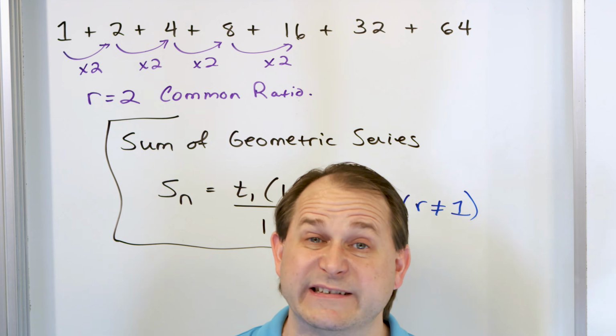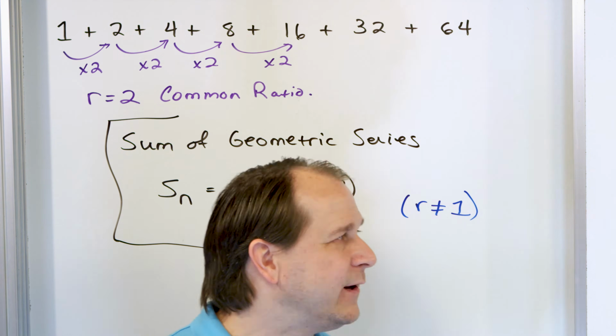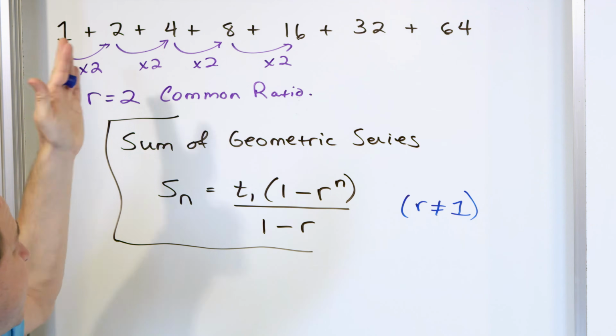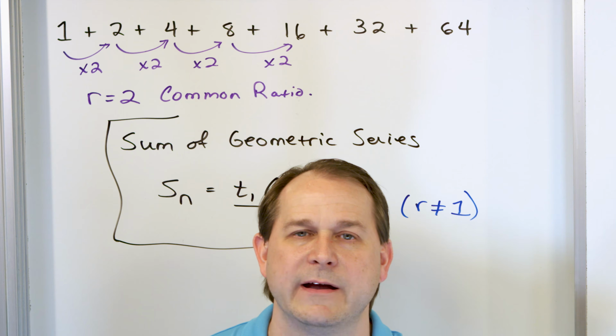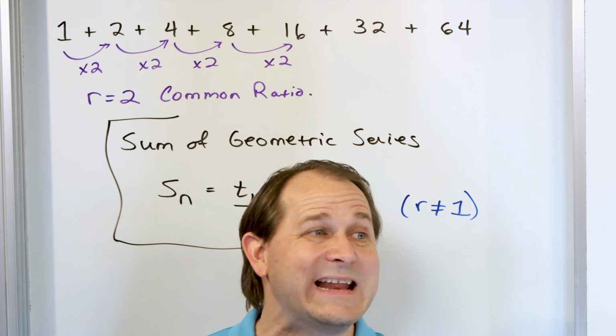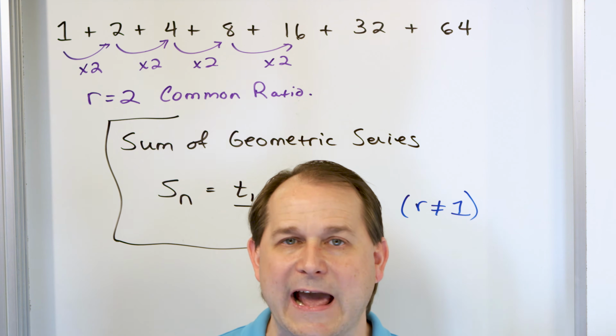So if I wanted to find the sum of the terms of a geometric series with a common ratio of 1, I don't need this fancy equation. If all of the terms are the same, I just take the first term and multiply by how many terms I have. If the first term is 5, then every term is 5, and I just say 5 times however many terms I have, and then I have the sum.